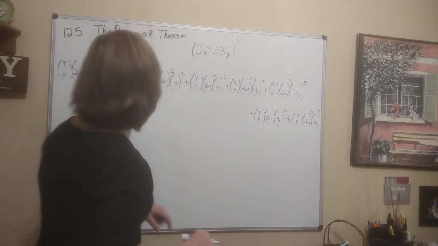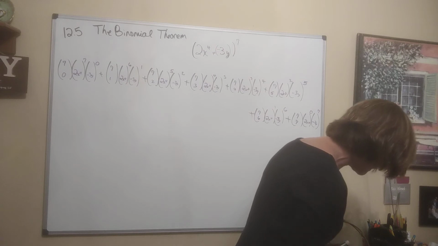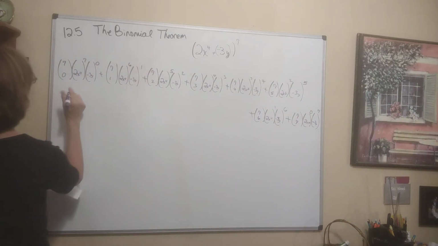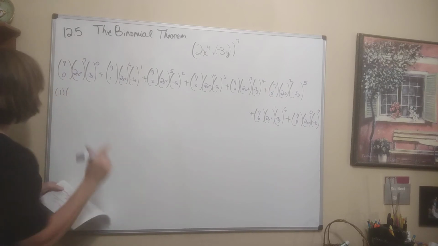So that's a way to lay it out. You can use your combinations for that. I'm not going to spend a long time trying to figure it out because I've already done it. I know this is a 1. And so this is 2 to the 7th.